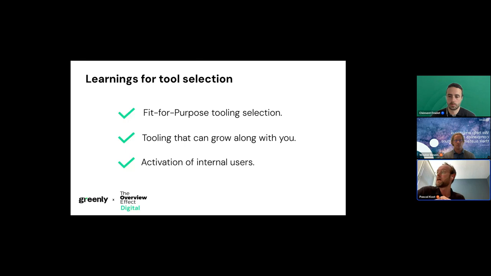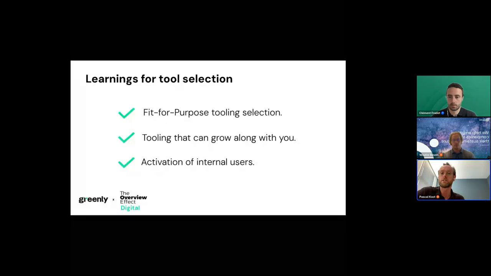Last but not least, when we select tooling, we think a lot about the tool itself. What can it do? But my recommendation is also to really evaluate how intuitive it is, how easy it is for internal users to activate it and be engaged with it. So moving from Excel to Greenly, think about those questions, then make a clear RFP and start the discussion on what you need.